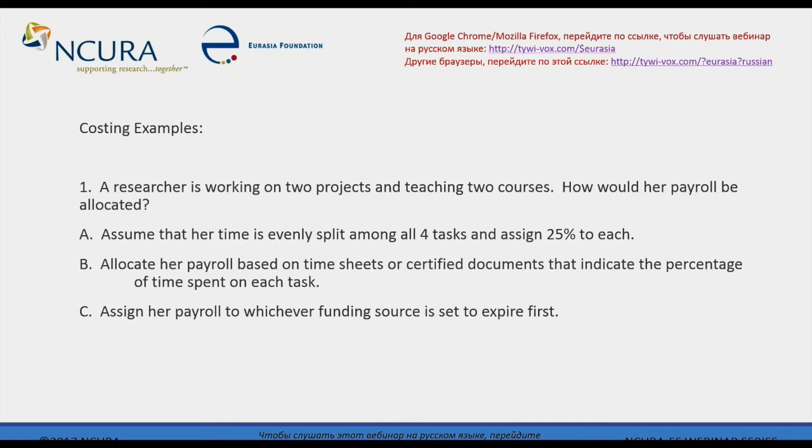The answer is B. The sponsor expects that it will only be charged for the time the researcher spent on their project. In the event of an audit, they will also expect to see documentation to verify this.